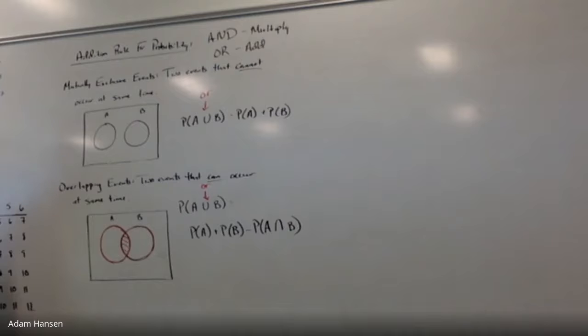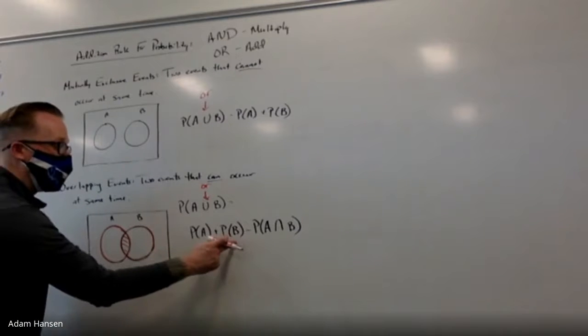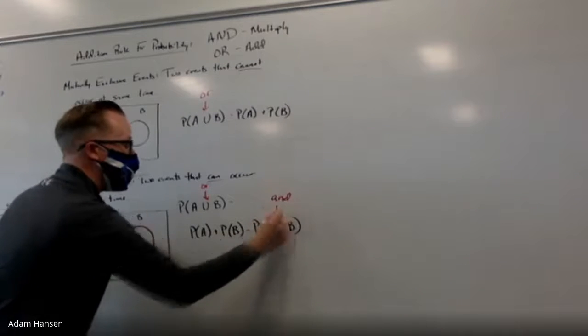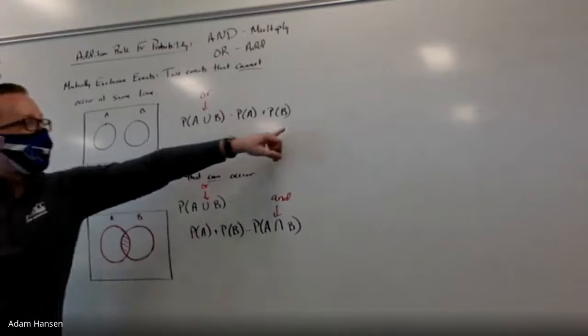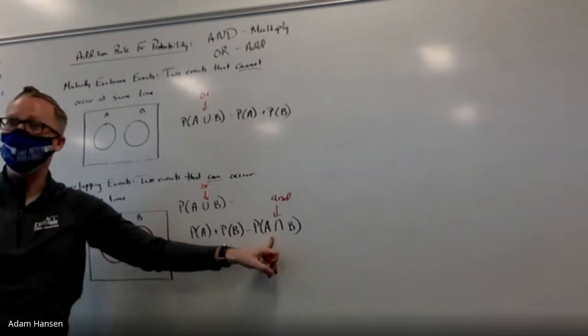I don't want to double count anything, so I have to add up everything in the first event, everything in the second event, but then subtract off what's in A and B at the same time. Subtract off the overlap, in other words. Back to mutually exclusive events, I don't have to subtract off the overlap because they don't overlap. When they do, I need to subtract off the overlap because I don't want to double count anything.